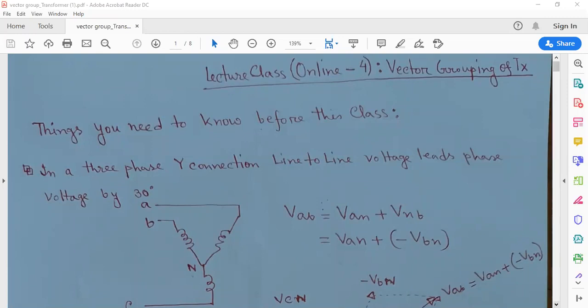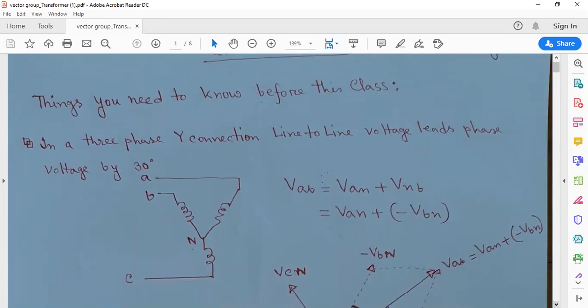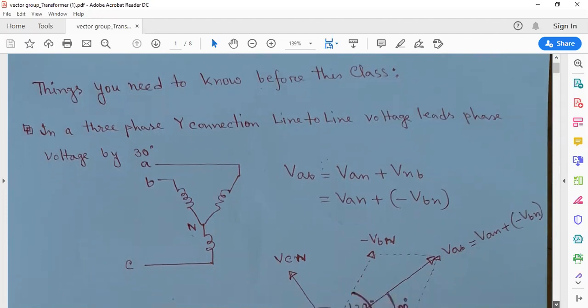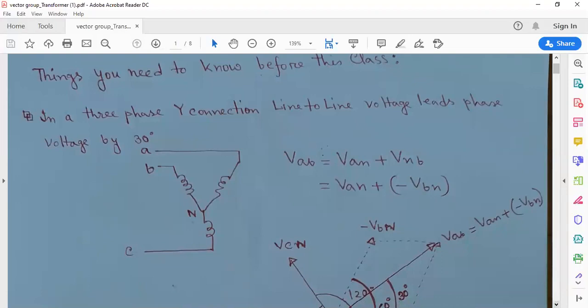So first, if we have a three-phase Y connection, what will be the relationship between line-to-line voltage and phase voltage? Every one of us already knows that the line-to-line voltage will be greater than the phase voltage, and it will be √3 times greater than the phase voltage. So what will be the relationship between their angles? We already know that, still I'm going to discuss it today because it will be needed later on for this class.